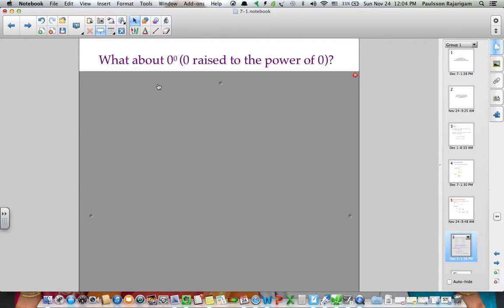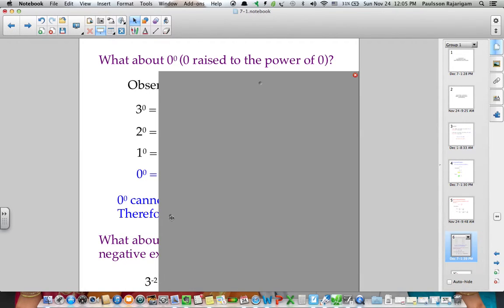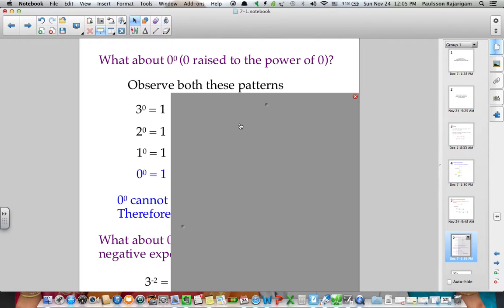I'm sure you're wondering what happens when 0 is raised to the power of 0. What do you think? Is 0 raised to the power of 0, 0? Or is 0 raised to the power of 0, 1? Now, I want you to look at this pattern first. There's a second pattern that I'm going to show you in a minute.